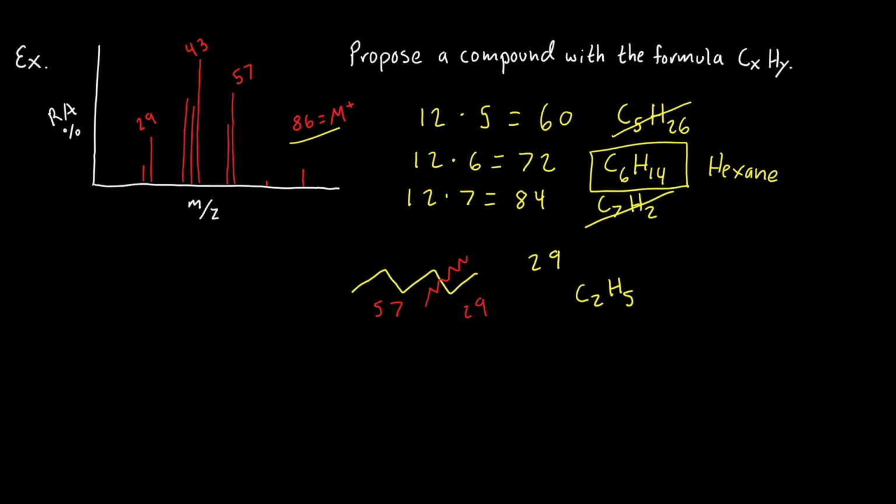And if we instead split our mass in half, we would have 2 equal pieces, both with masses of 43, which accounts for our peak of 43.